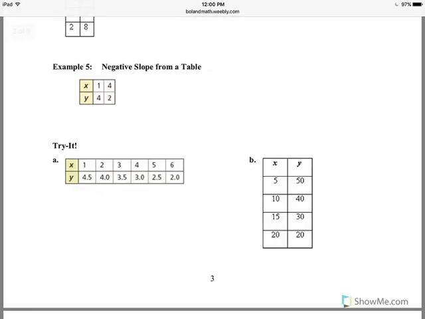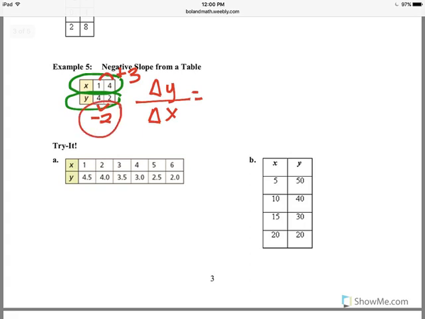All right, we're going to do some negative slopes from a table. So you're just looking across at the x's, and you're trying to see the difference between the x's from left to right. So each time, for example 5, the y is decreasing by 2, and the x is increasing by 3. So the change in y over the change in x: the change in y is decreasing by 2 each time, so you put negative 2. And the change in x is increasing by 3 each time, so you put 3.